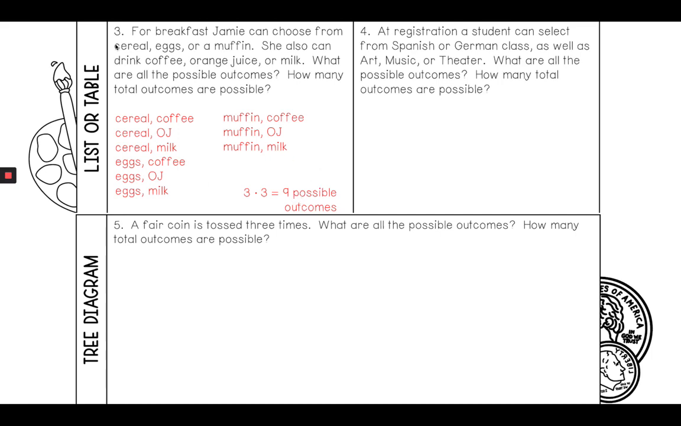But the quick way would be to take the total number of options for the first choice, multiplying it by the total number of options for the second choice, multiplying it by the total number of options for all the other choices, if there are more choices than 2.